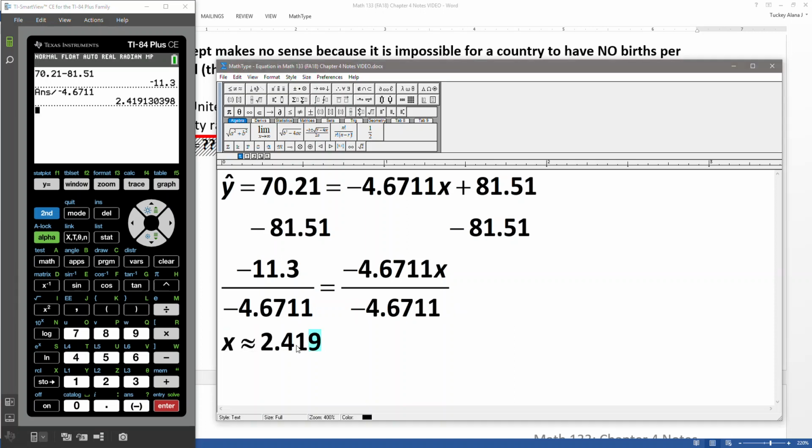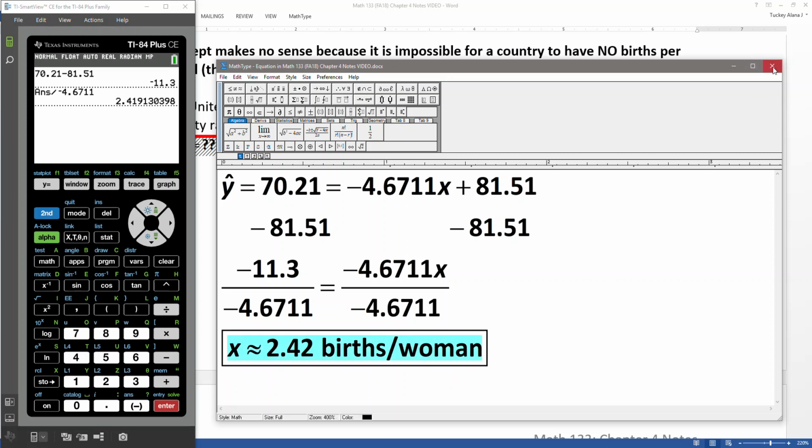And of course, that would be, well, let me make it 2.42. And that would be births per woman because it's an x value. The x variable was fertility rate, so it would be births per woman. There we have it.